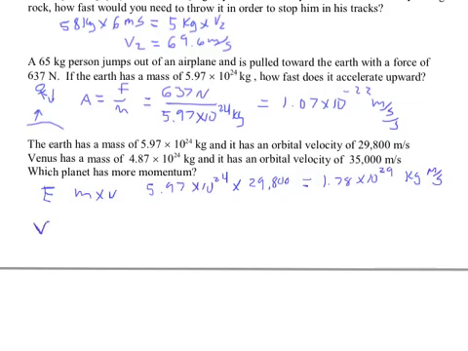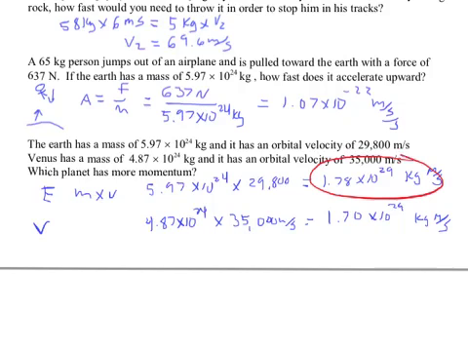For Venus, I'm going to take the mass times velocity. It's going to be 4.87 times 10 to the 24th kilograms times its orbital velocity, which is faster since it's closer to the sun, 35,000 meters per second. And what we find is that Venus has a momentum of 1.70 times 10 to the 29th. So, oh, look at that. That's kilogram meters per second. Turns out that the Earth has more momentum.